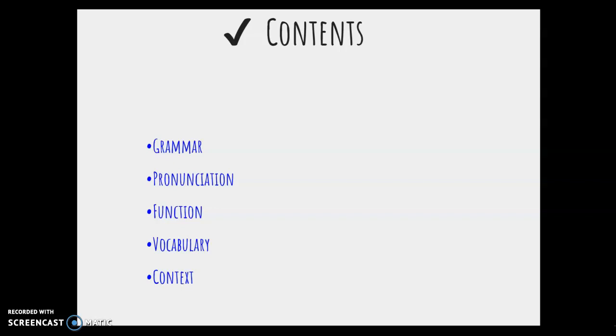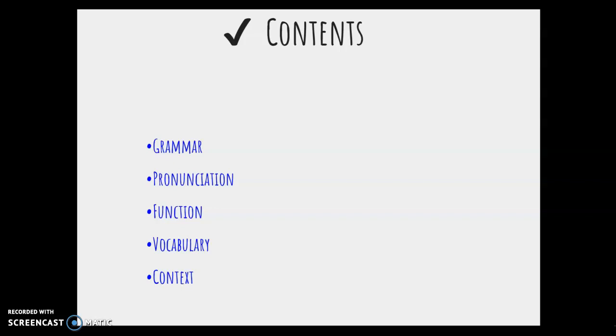Well, vocabulary, of course, in every class we teach some new words. And context. And this is another point kind of difficult to understand. When we teach context, we do not teach context, in fact. When we speak about context, what we do is to determine in which context you will use this new grammar and vocabulary you are providing your students.